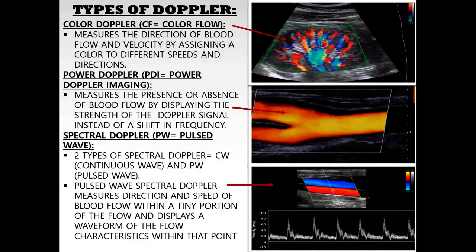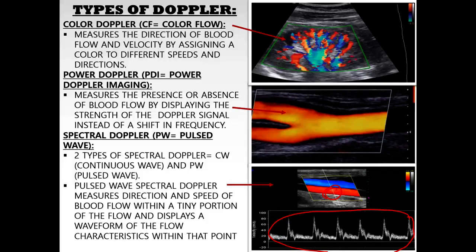Spectral Doppler, this is where we put a little sample volume or a little measurement caliper in the middle of a vessel. And within that little tiny area, we can pick up information about blood flow. So it gives us the speed and the direction and all of those things by giving us a waveform that tells us directions of flow, velocity of flow, and also the pattern of the blood flow.